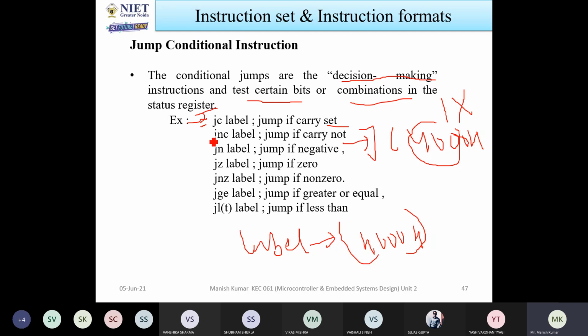Okay. Same way, JNC label, jump if carry not set. Means if carry is not generated, then you can jump.